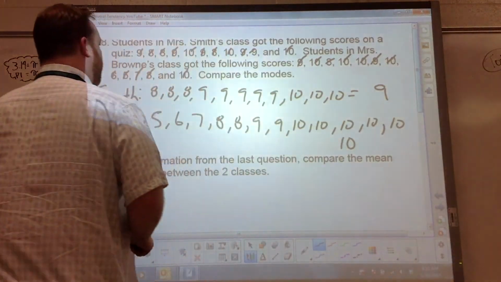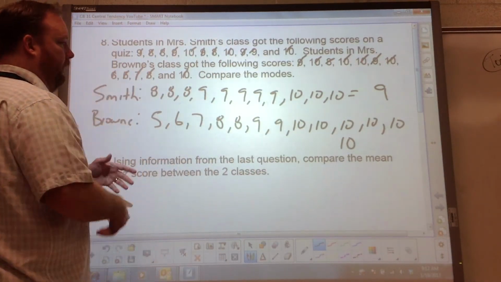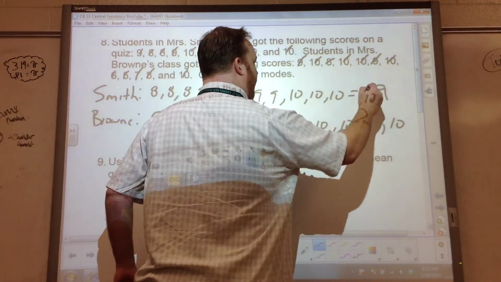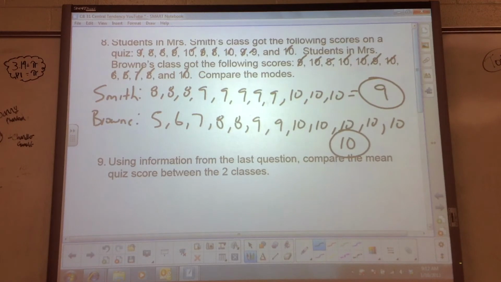And what it's asking us is, it says compare the modes. The mode in Miss Brown's class is one more than the mode in Miss Smith's class. It's that simple. I'm going to ask you to compare the mode. On a multiple choice test, they may give you several different ways to say that. So you'll have to look at all 4 choices and say which one makes the most sense.